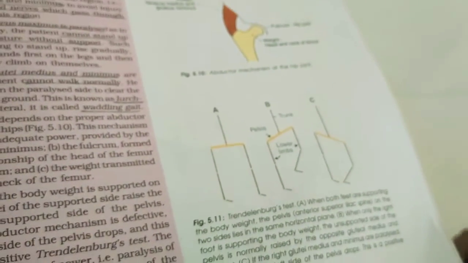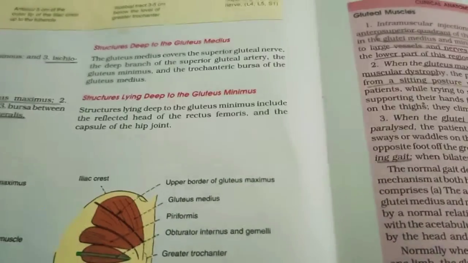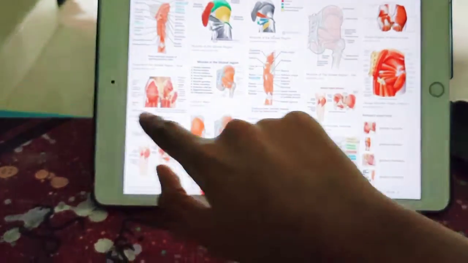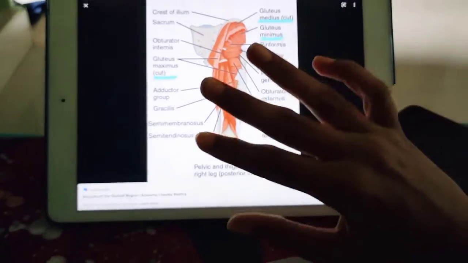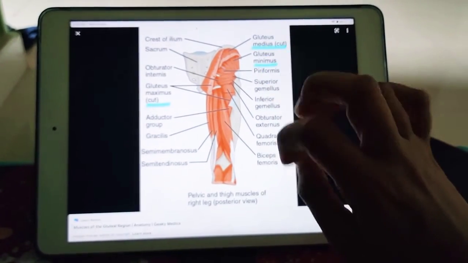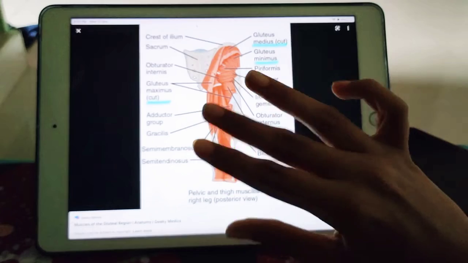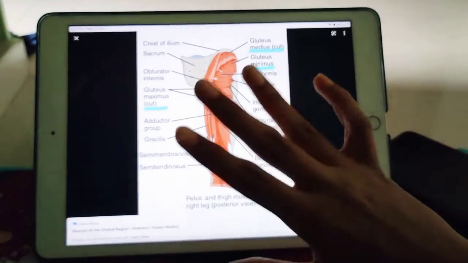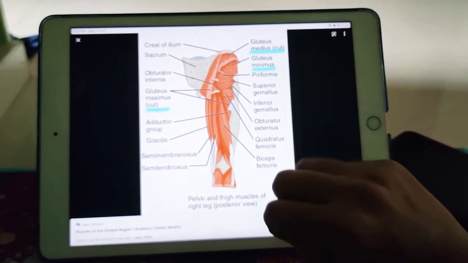So by this we completed the muscles of the gluteal region, which is a very important topic and also a very vast topic. So once again, if you revise all the muscles of the gluteal region, you know Gluteus Maximus, Medius, Minimus, Piriformis, superior gemellus, inferior gemellus, Obturator Externus, Obturator Internus, Quadratus Femoris. So these are all the different muscles of the gluteal region, right?